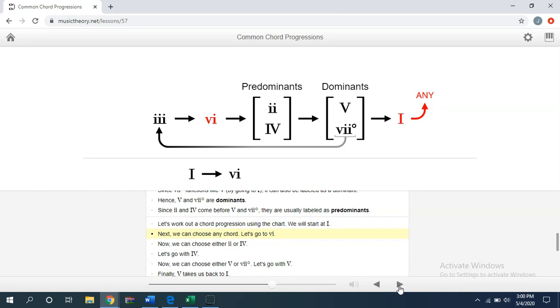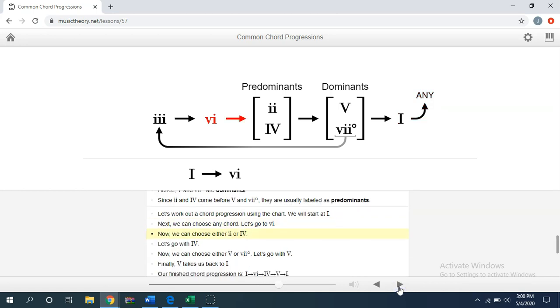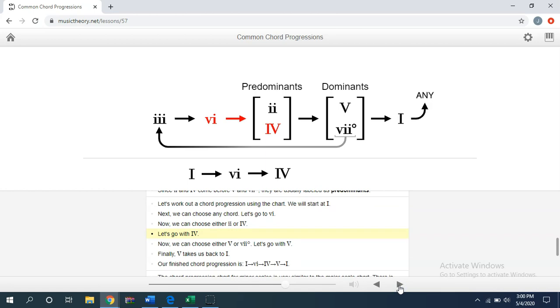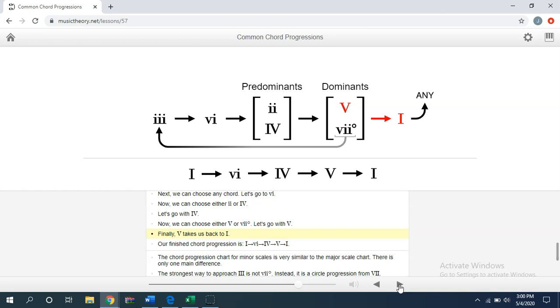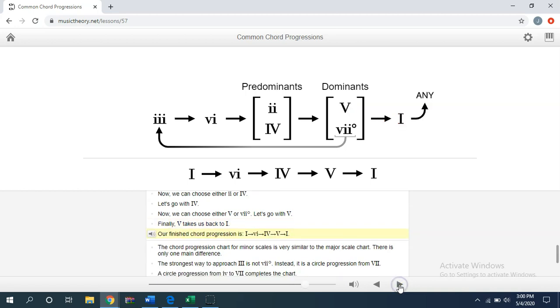Now that we've chosen a 6, we can either choose a 1 or a 4. Right? You're following a path. It's a road map. 1 to 6. 6 needs to go to 2 or 4. Let's choose a 4. Okay, now we can choose either 5 or 7. Let's go with a 5. And then finally, 5, because of the authentic cadence, will take us back to 1. So our finished chord progression looks like this. 1, minor 6, major 4, major 5, major 1, and here's what it sounds like.